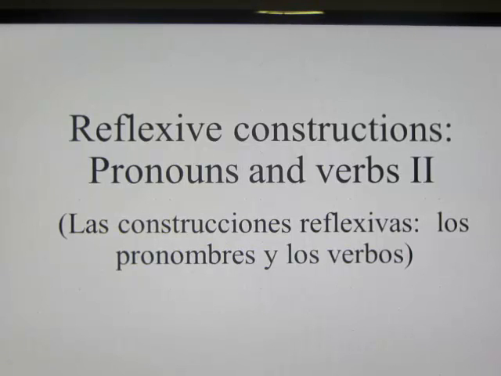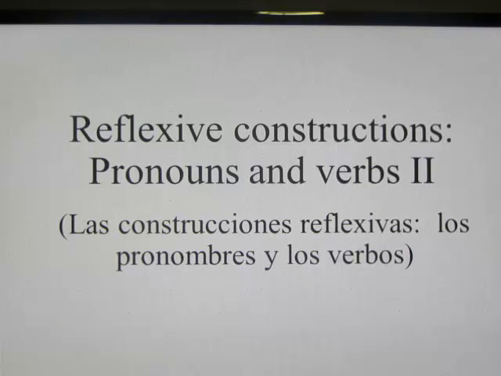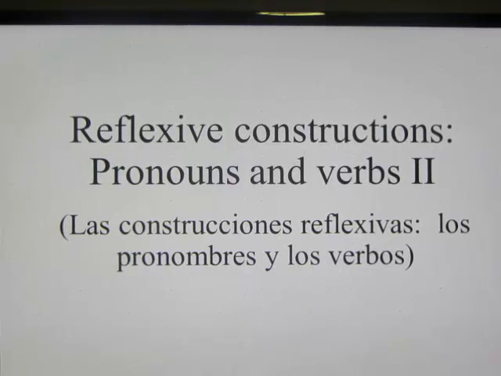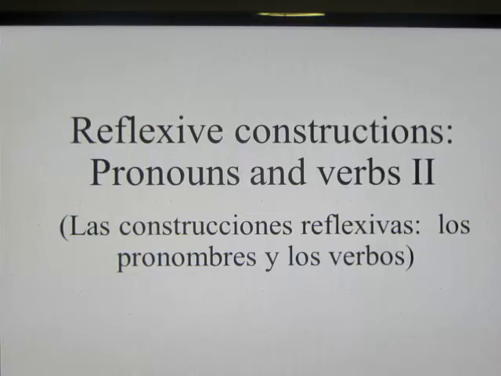In the first video about reflexive constructions, we mainly talk about reflexive verbs. And what are reflexive verbs? They are verbs that describe personal care and daily habits, and they carry a reflexive pronoun only if the same person performs and receives the action.